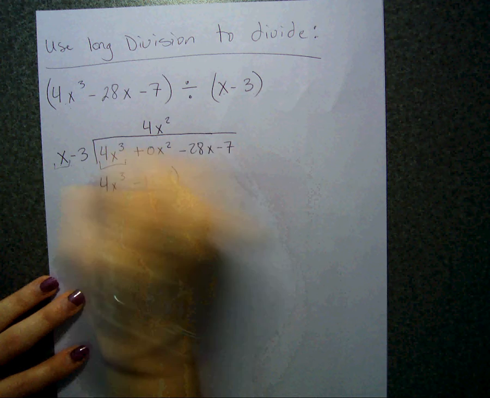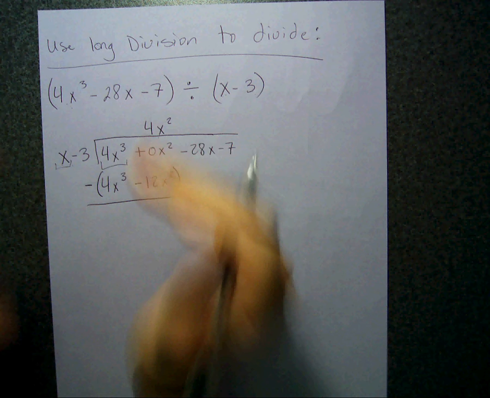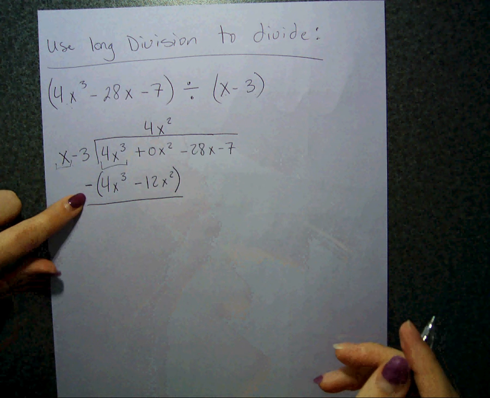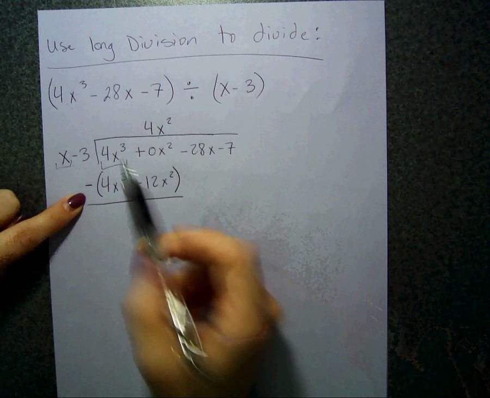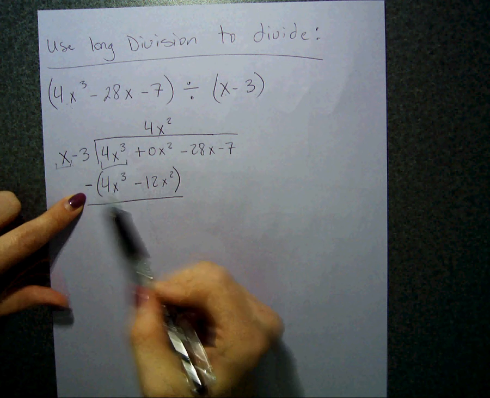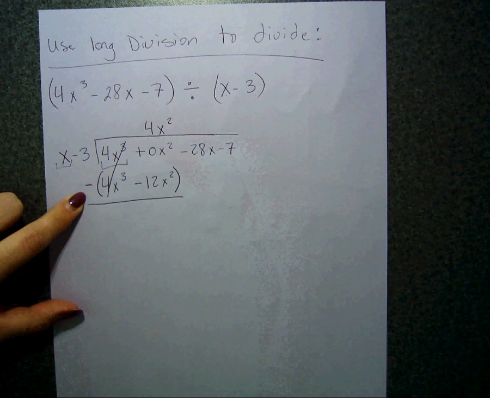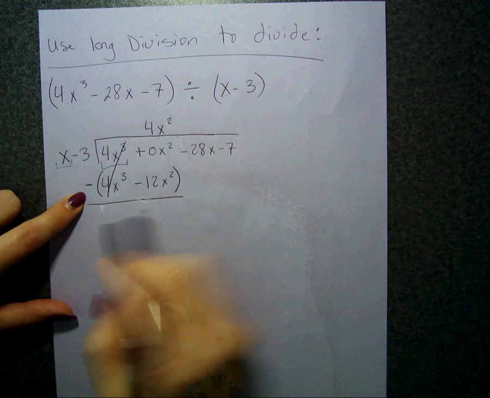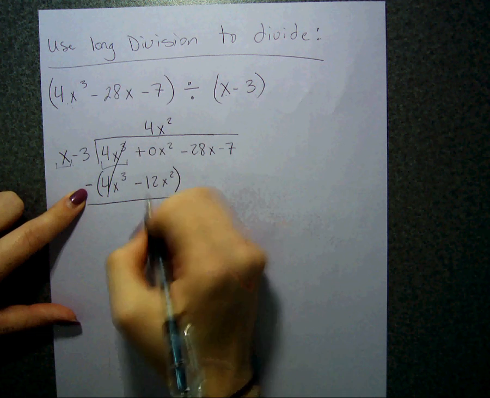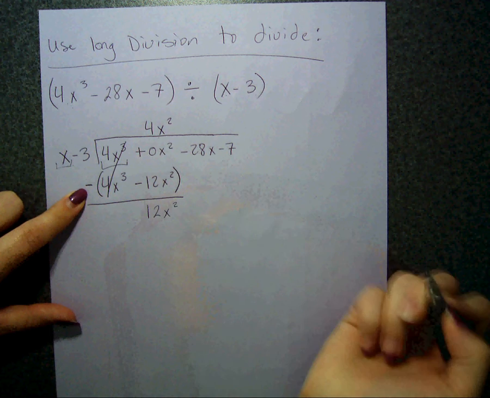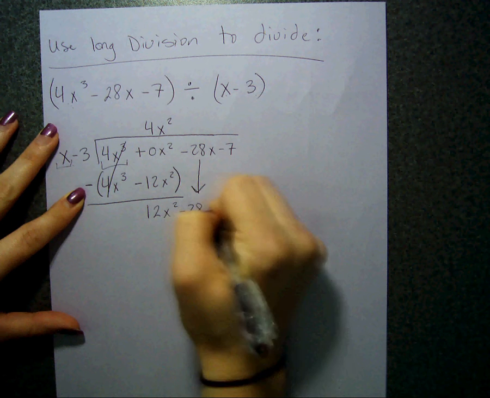Just like in regular long division, now I'm going to subtract that whole thing. Now be careful, I put it in parentheses with my minus sign on the outside because I want to subtract off the entire thing. So I'm going to do 4x cubed minus 4x cubed, which is 0. That should happen with your first term every time. 0x squared minus negative 12x squared should be positive 12x squared. And now I'll bring down my next term, so minus 28x.